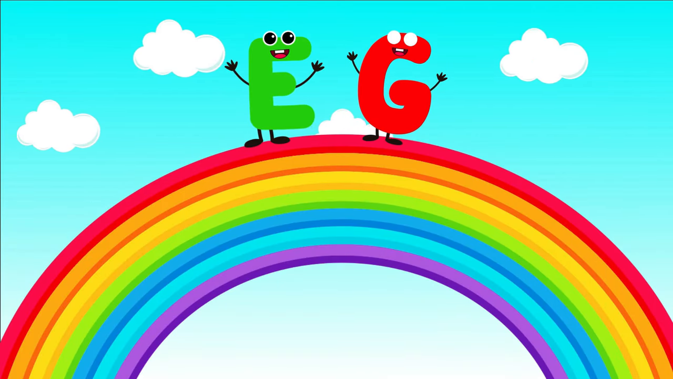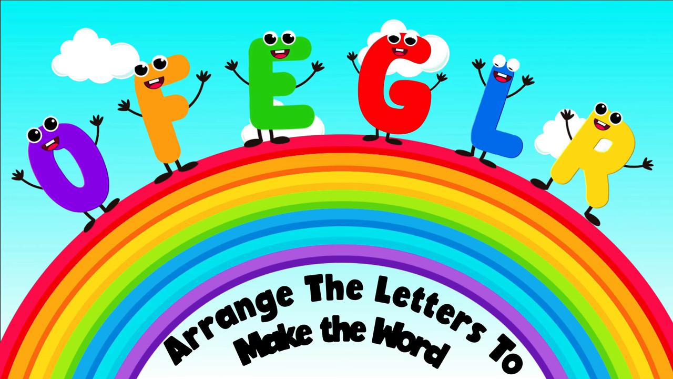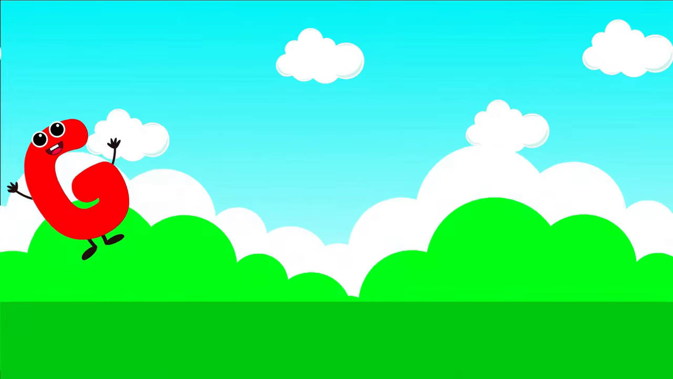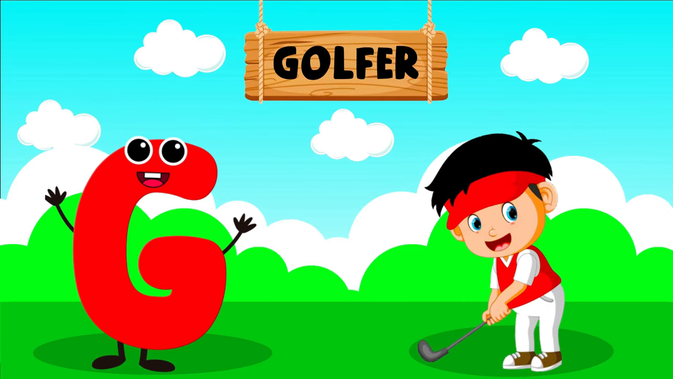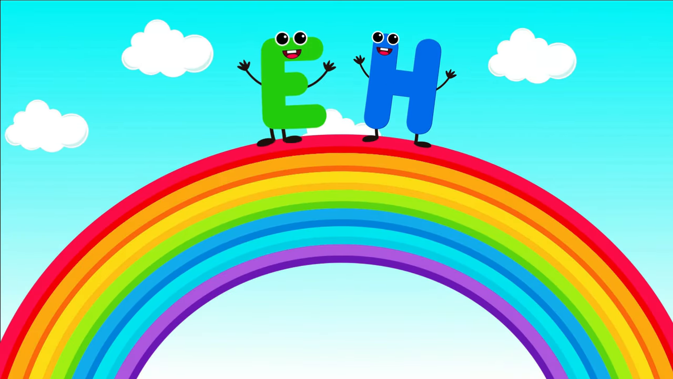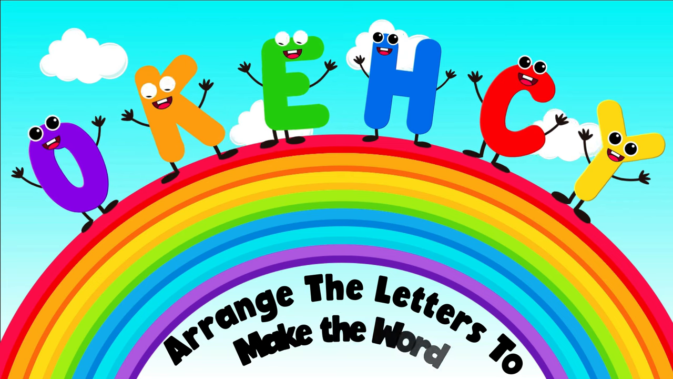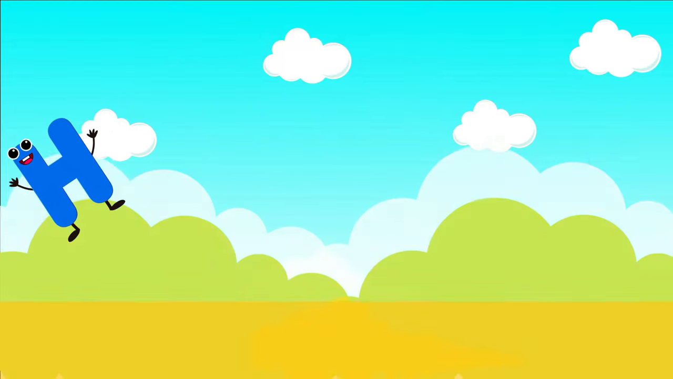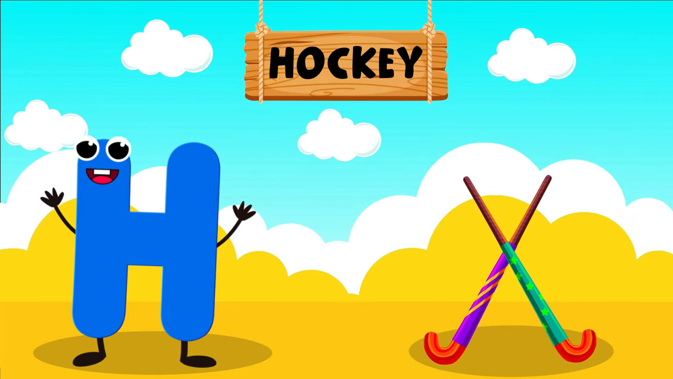G. Arrange the letters to make the word. Golfer. Arrange the letters to make the word. H. Hockey.